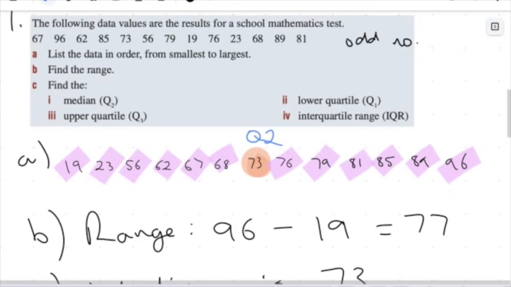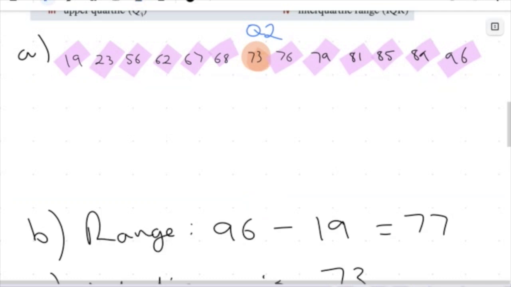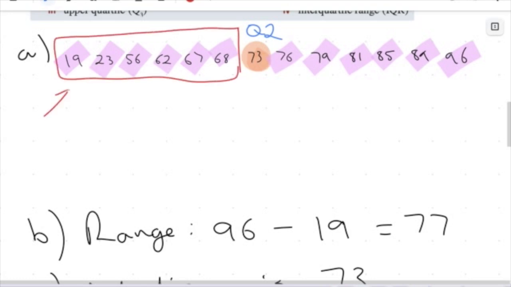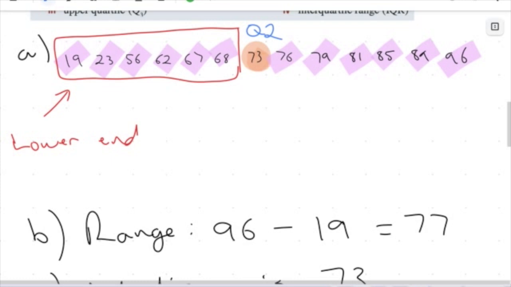Okay, now we want to find, second, the lower quartile. So now that we've found this middle number, we can see that we have split this into the lower end of my data, and this guy here is my higher end of the data.